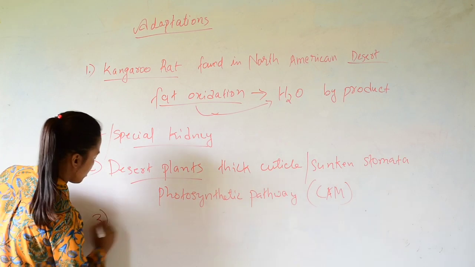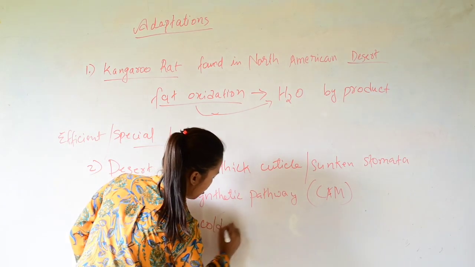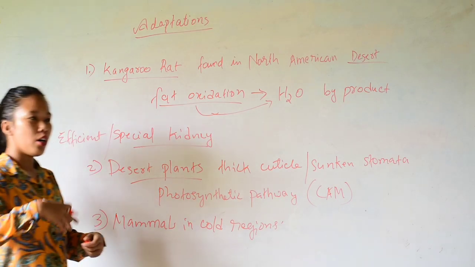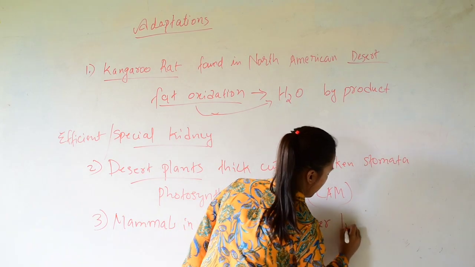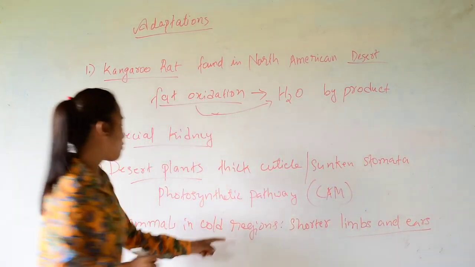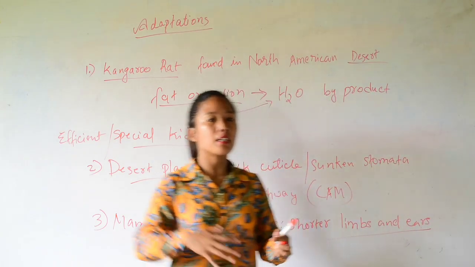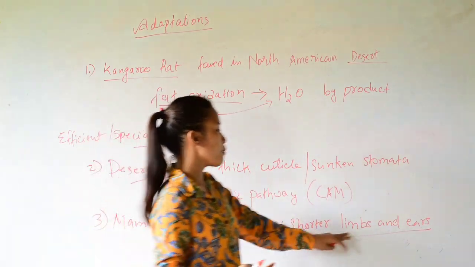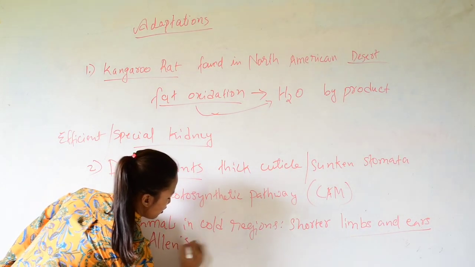Now the next one is mammals in cold regions. Mammals in cold regions have shorter limbs and ears. Since the more their body surface is, the more will be the heat loss. So in order to prevent the maximum heat loss, they have shorter limbs and ears. This is also called Allen's rule.